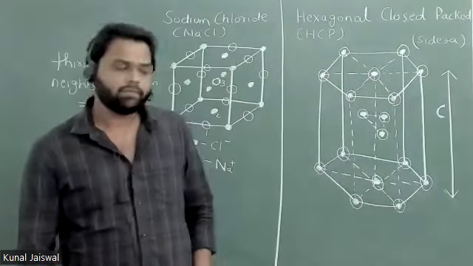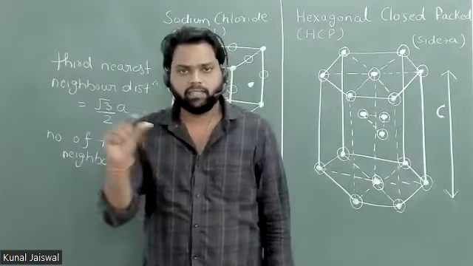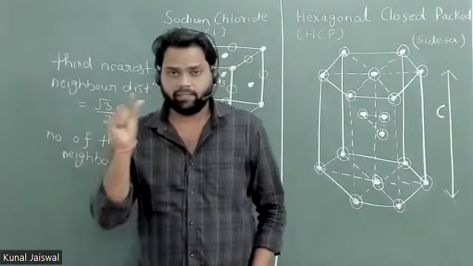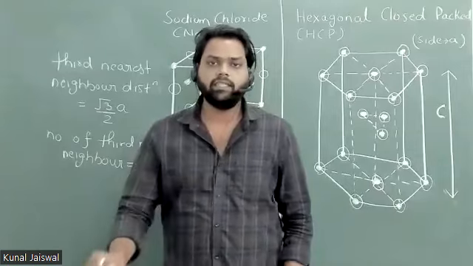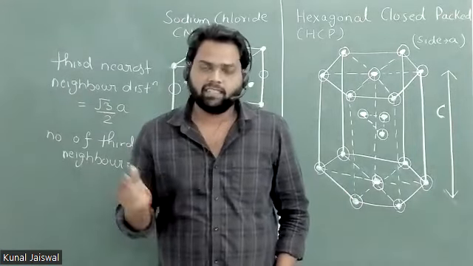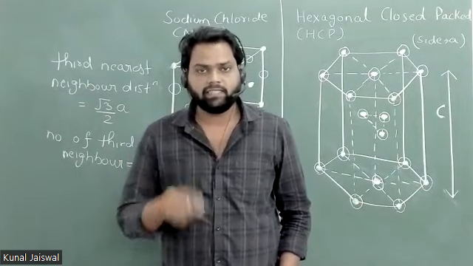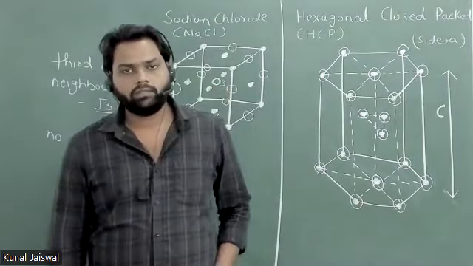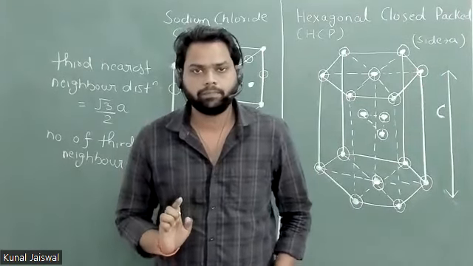Okay, fair enough. So write down the third statement. Give the heading, third nearest neighbor. There are 8 Na plus ions as third nearest neighbors of the Cl minus ion. Cl minus ion means the reference ion, at a distance under root 3 by 2a. Clear?